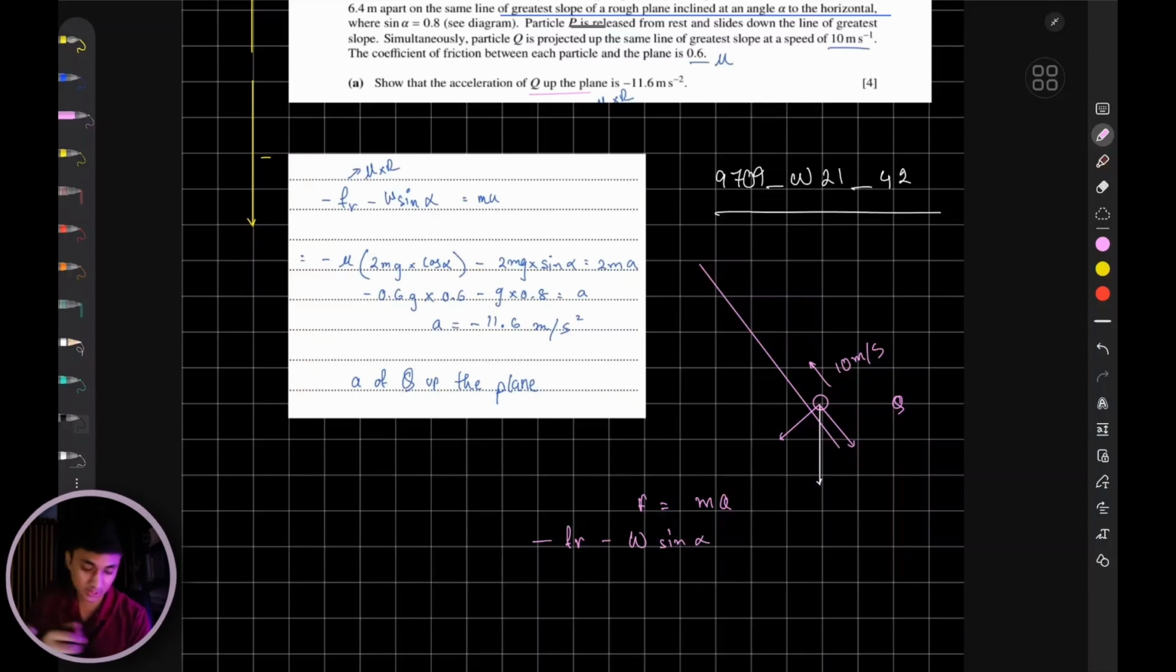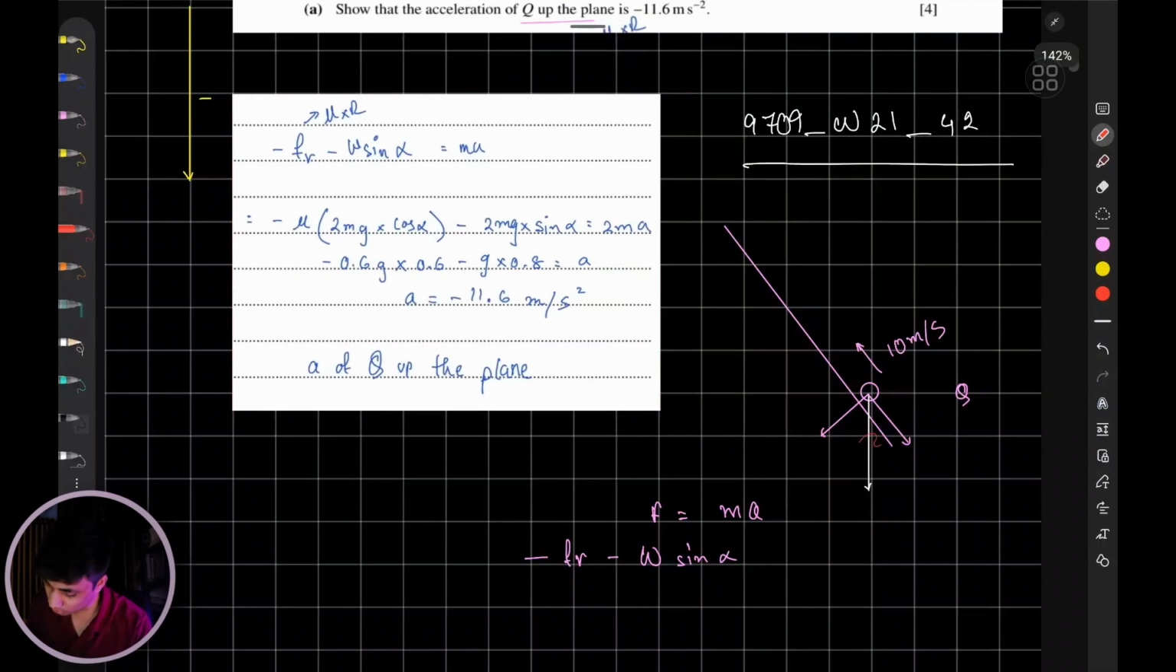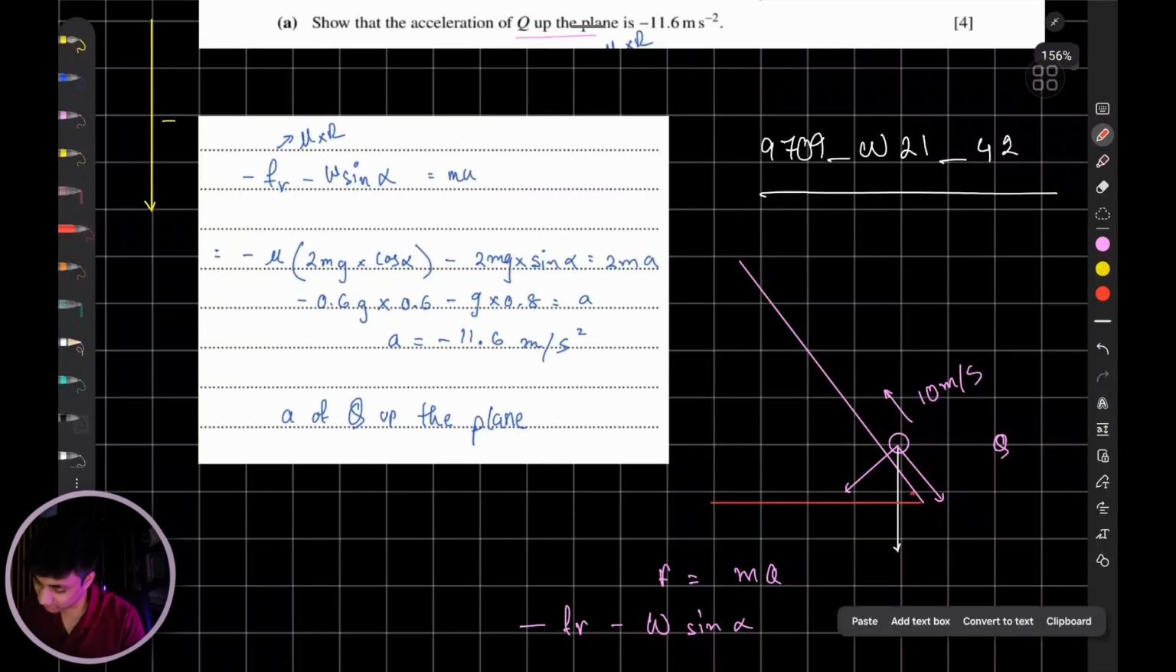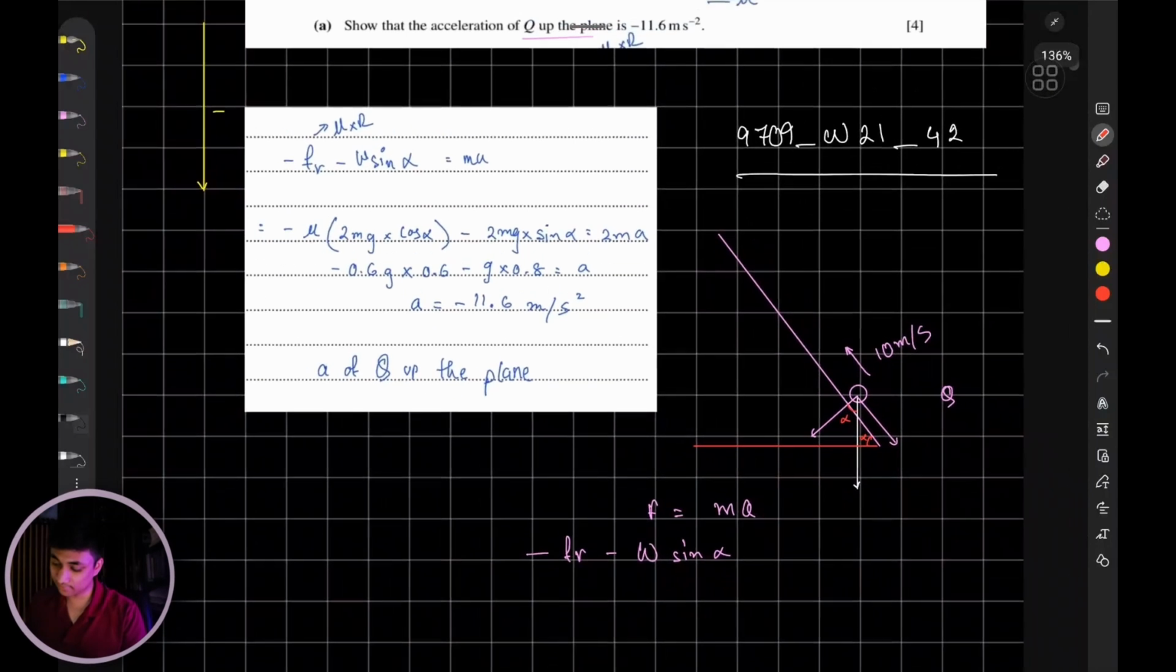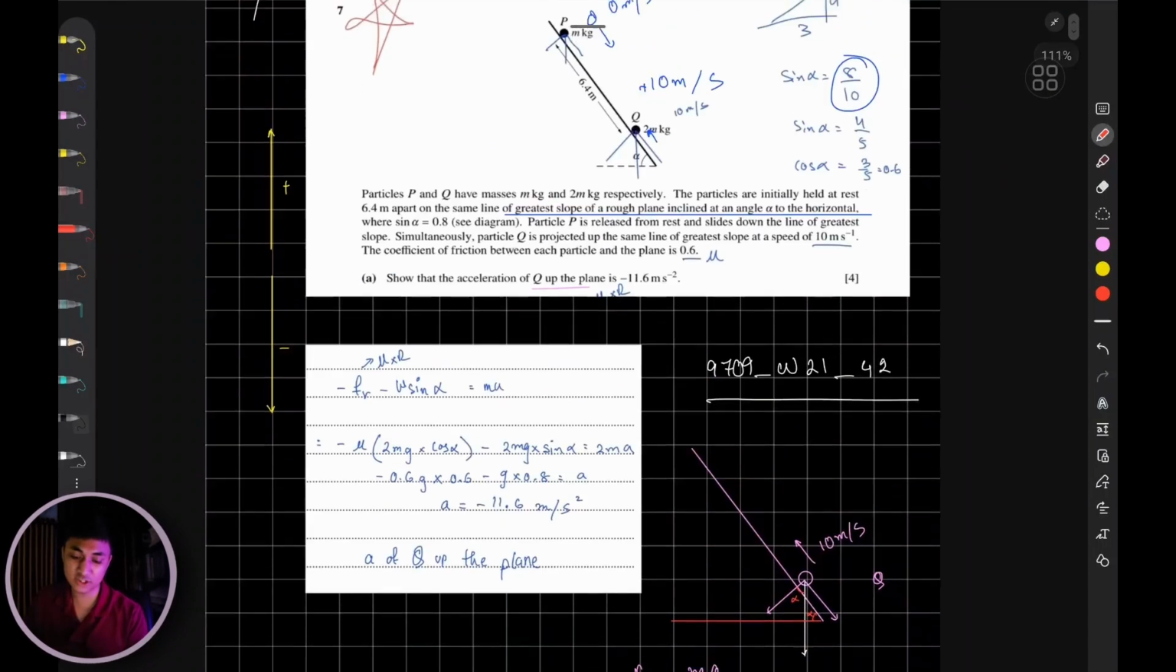Now, notice one thing about alpha, that is, if this was your plane, and this is alpha, notice, this is going to be alpha as well. Now, if you don't know this, you should watch this video, right? So, since that is alpha, this sine alpha, they've already given you the value of sine alpha, that is 0.8.